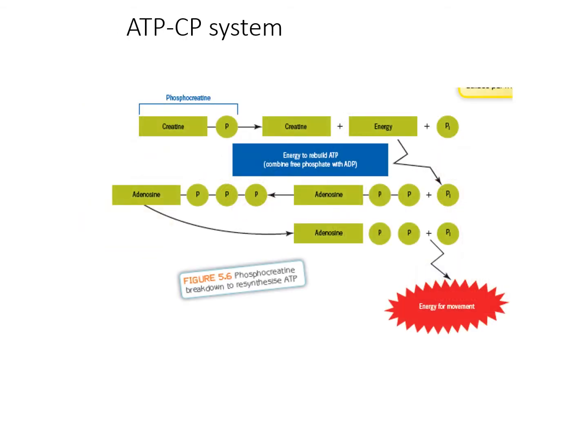In my opinion, a slightly more difficult or complex depiction of that same process is from this textbook. You can draw it however you like, but essentially CP splits. The energy released from the splitting of CP provides energy to reattach any inorganic phosphate onto ADP, thus reforming ATP.